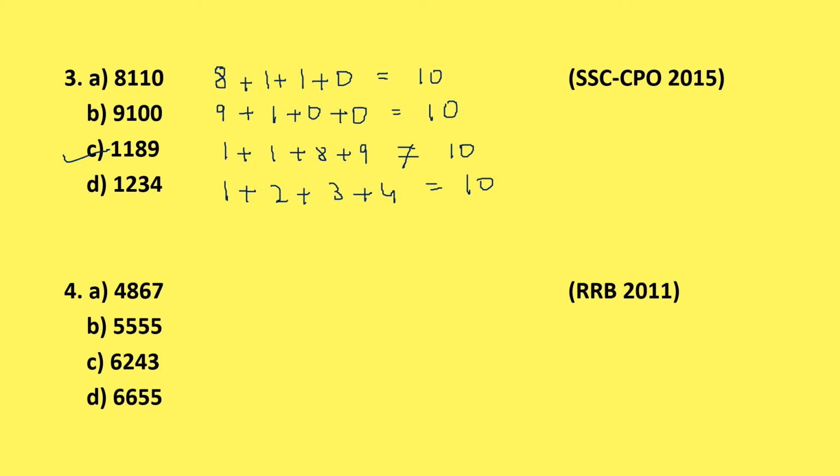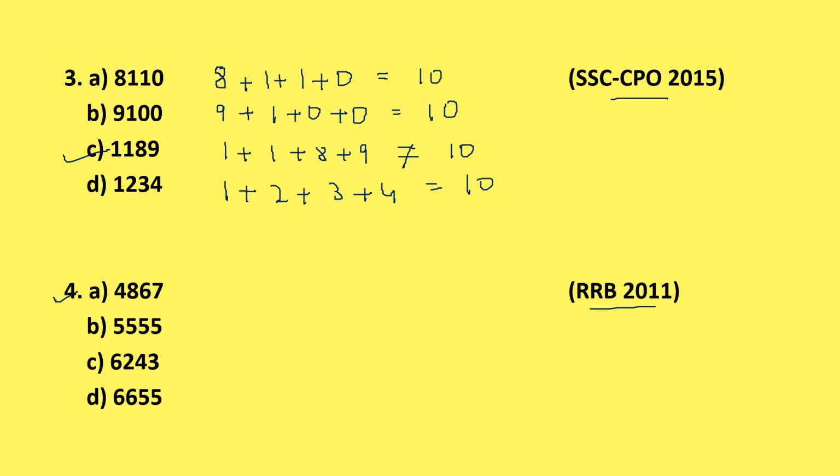Now you can see in this question, in the third and the fourth questions, in fact, we have just a single number. It's not a set of numbers. So questions may be based either on single numbers or on the set of numbers. In both the cases, you have to find the odd one out. This is a previous year question from the SSC exams in the year 2015. Looking at question number 4, again a previous year question from the RRB exams for the year 2011.